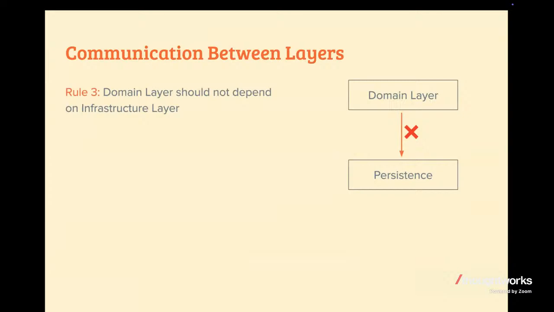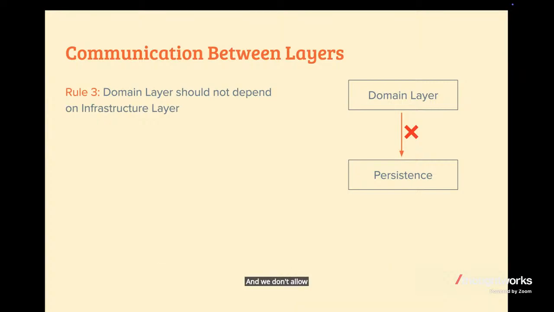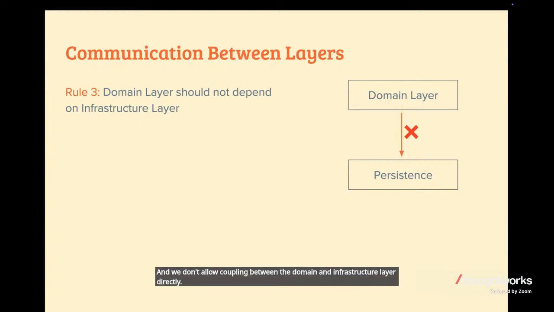The third rule is the domain layer should not depend on the infrastructure layer. We want to keep the domain layer separate from infrastructure concerns, and we have already identified the application layer as the orchestrator to do the coordination between the domain layer as well as the infrastructure layer. So we leave that concern to the application layer, and we don't allow coupling between the domain and infrastructure layer directly. This is again in the interest of keeping coupling low.